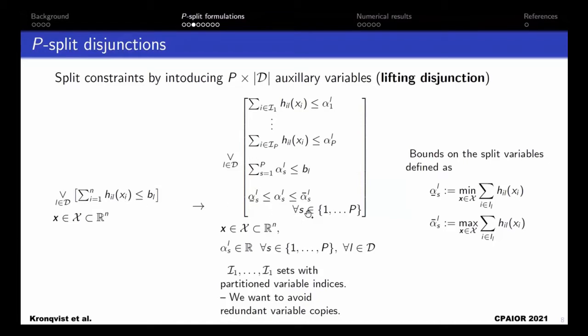And here alpha lower bar and alpha upper bar are bounds on our split variables, defined as follows. So we want these bounds to be as tight as possible because this affects the strength of the continuous relaxation. We still obtain a valid formulation even though these bounds are not as tight as possible. And here we also want to avoid redundant variable copies. So if we have, for example, the same sum appearing in multiple terms of the disjunctions, or the same sum just with a scaling factor, then we do not need to introduce different alpha variables to represent this sum. However, everything works fine even with these redundant variable copies, but this may also result in a weaker relaxation.